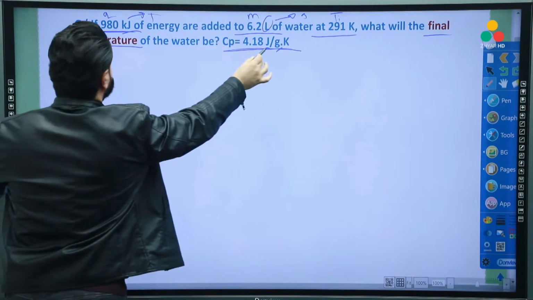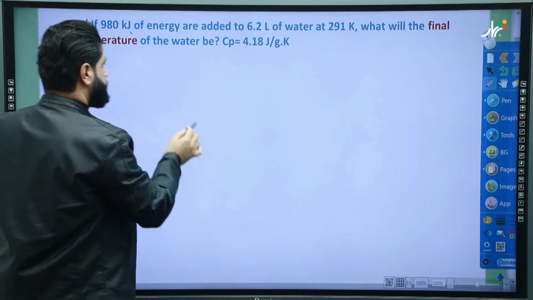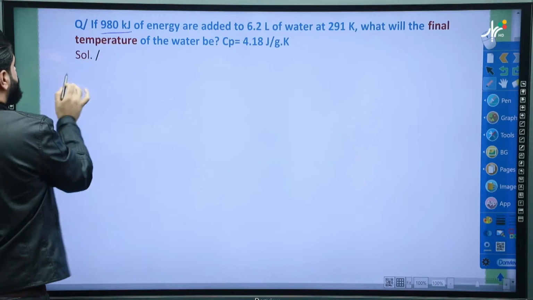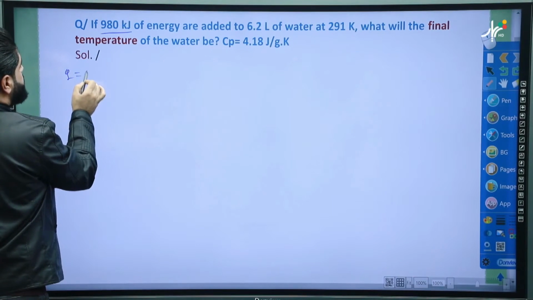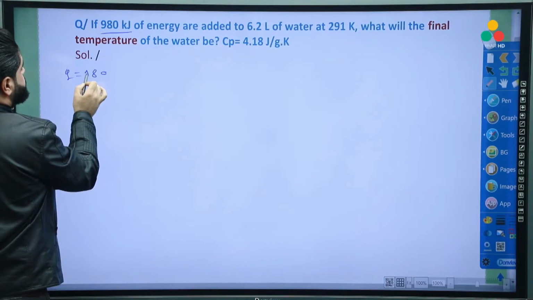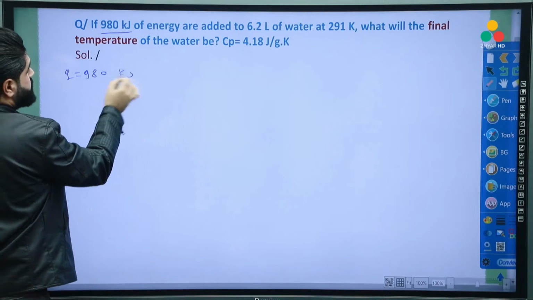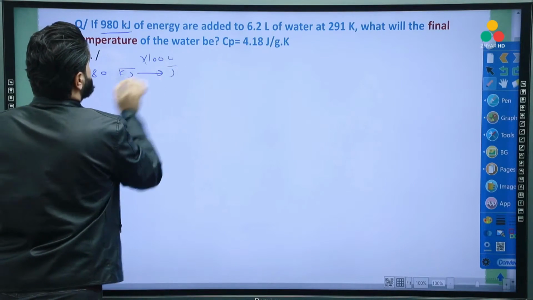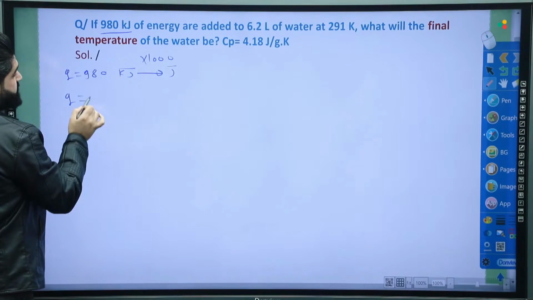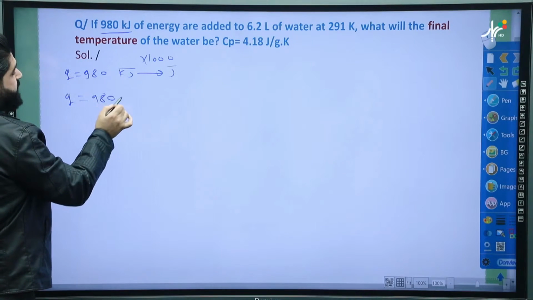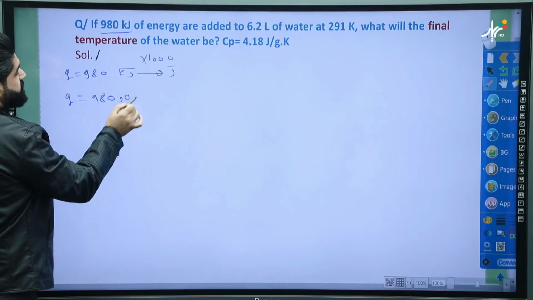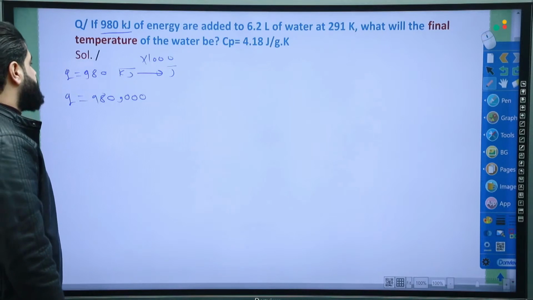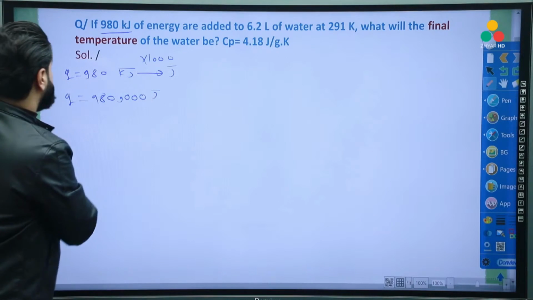Kilojoule must be changed to joule. Look. First one, we have Q. Q equals 980 kilojoules. So you must change into joule. How? Times by 1000. So Q equals 980,000 joules. It's Q. Okay.